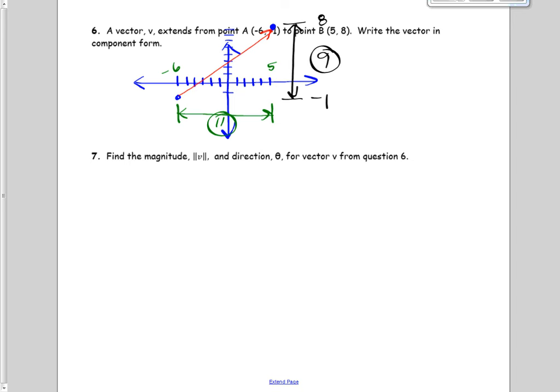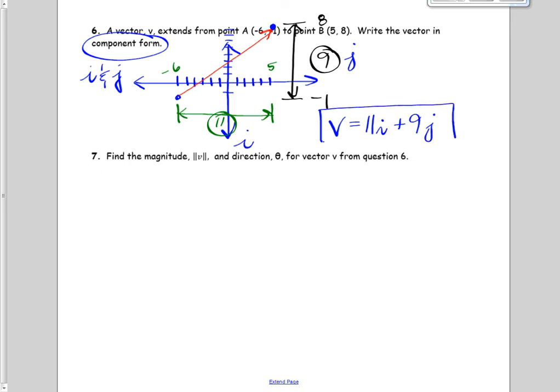It says to write our vector in component form, so this is just when you write it in the form of i and j. So this is my i component down here, horizontal. This is my j component here. So my vector v is just going to be 11i plus 9j. And that's actually all this question is asking for, to write it that way.